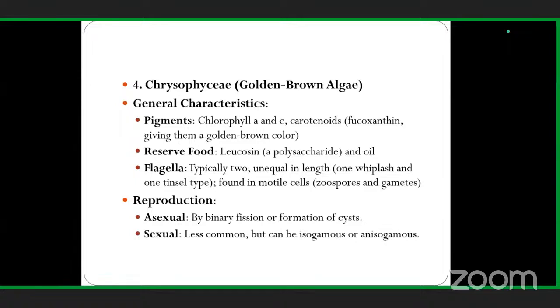So after the class ends, what you will do today is make 11 boxes, one for each of the 11 classes. You will differentiate and write the pigments, reserve food, and flagella, and make a chart. This is your homework. You make the chart so that you can remember what the pigment present in chrysophyceae is, and what the reserve food present in rhodophyceae is.